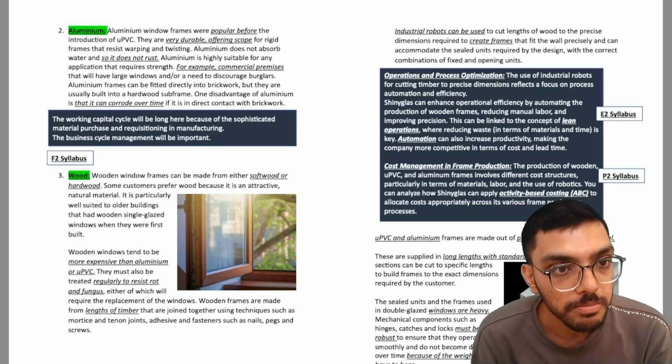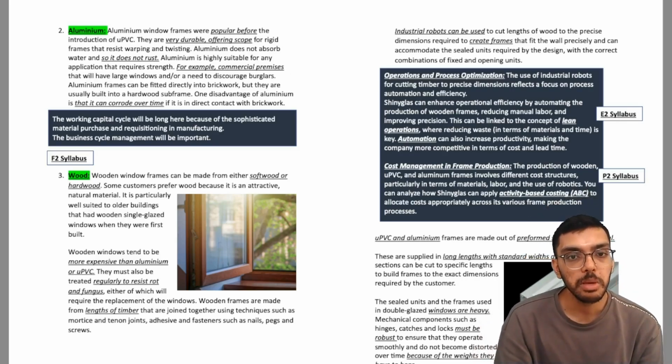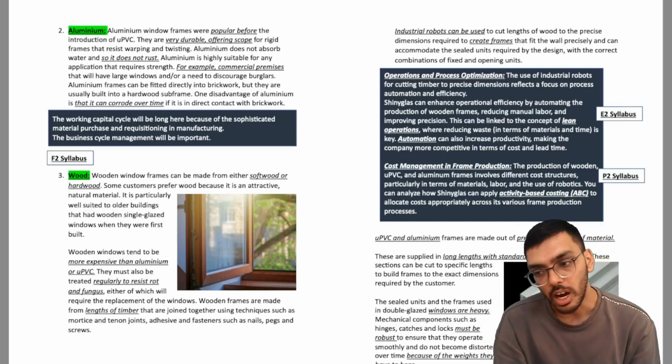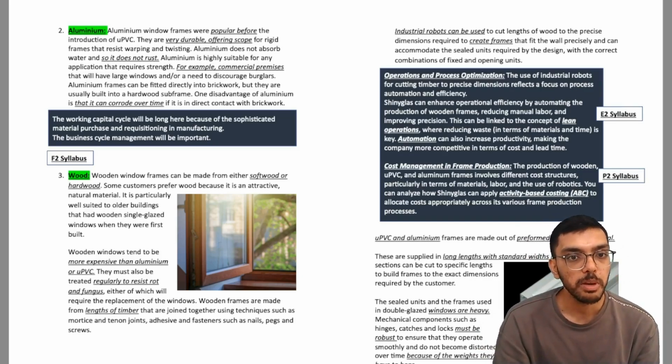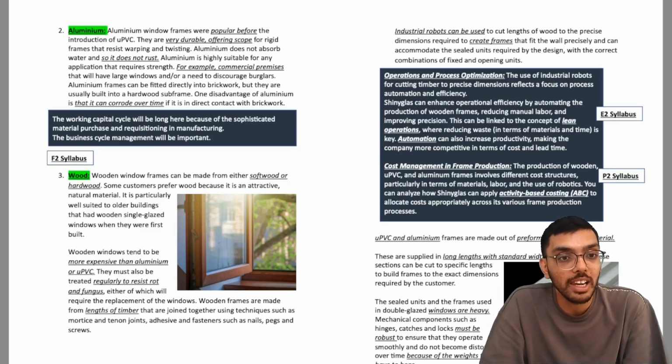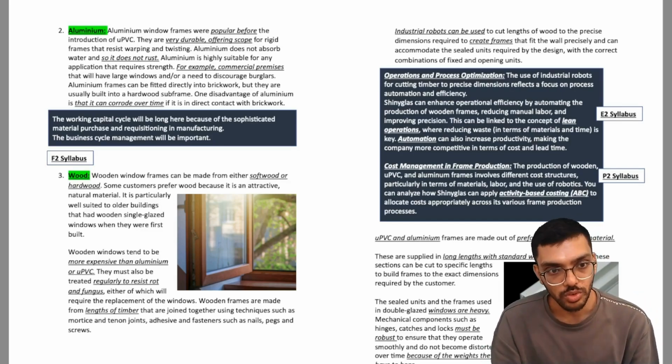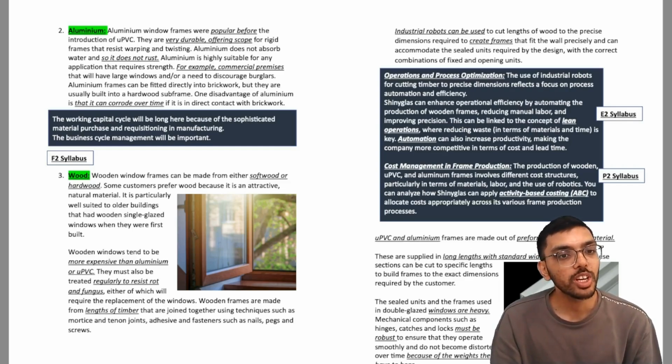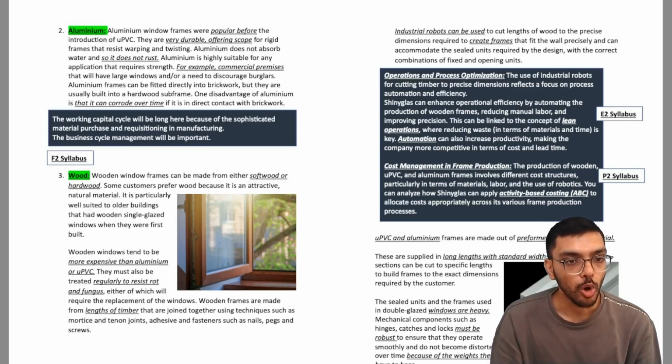Next, there is wood. So wooden window frames can be made from either softwood or hardwood. Some customers prefer wood because it is an alternative natural material. It is particularly well suited for older buildings that have wooden single glazed windows when they were first built. You want the same design, but you want a double glaze. So wood is still used. Wooden windows tend to be more expensive. They must also be treated regularly to resist rot and fungus, more maintenance.